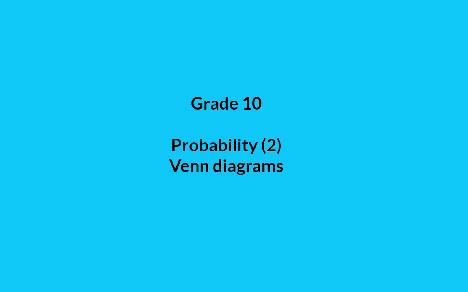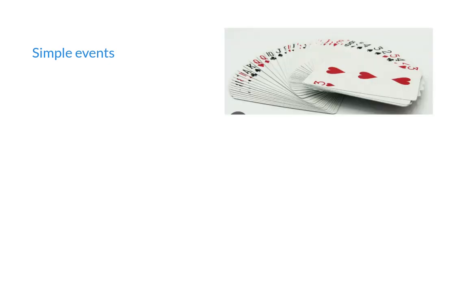In this video, we're going to have a look at Venn diagrams. In the previous video, we had a look at simple events, for example, drawing a card from a deck of cards. When more than one simple event is taken into account, it is called compound events. To ease your calculations for compound events, you can represent the information in different diagrams.